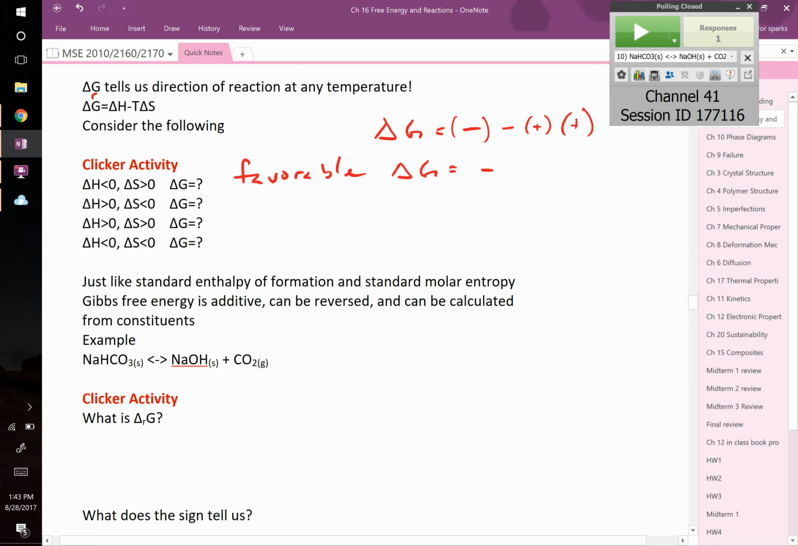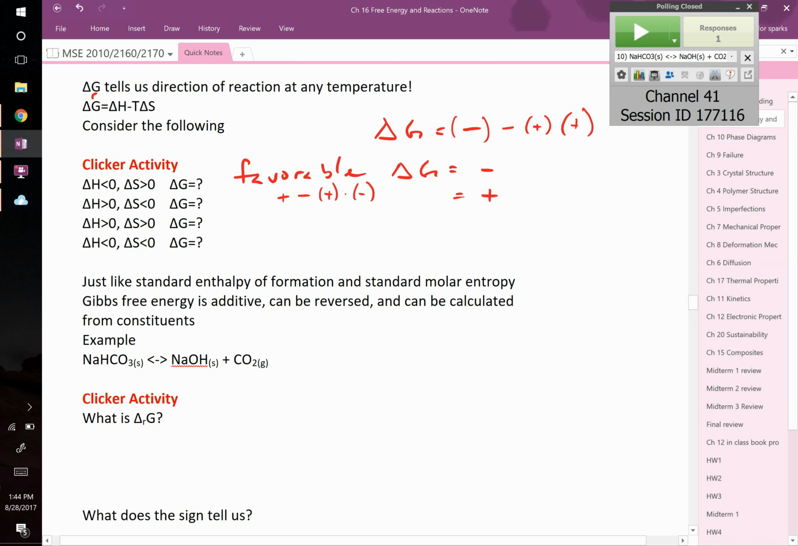Now think of it the other way. What if delta H is positive, meaning it's endothermic, but delta S is negative? What will this one be? I heard somebody say positive. It will always be positive, right? Because in this case, you've got a positive number minus a positive temperature times a negative number. That will always be positive, right? So that reaction will never happen.